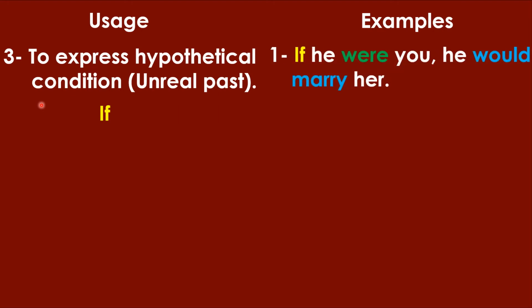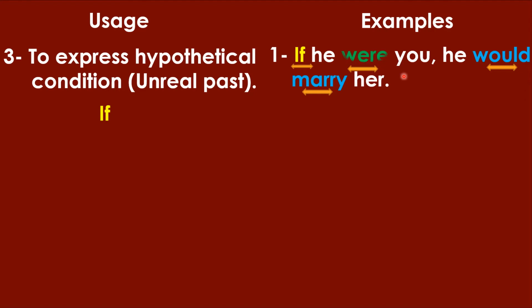Let's have a look at some examples. If I were you, I'm sorry. If he were you, he would marry her. Okay. If you look at the if clause, لو بصينا لجملة if هنا, we say if he were. Okay. The usual thing is to say if he was. طبعا الشيء العادي حتى لما بعبر عن الماضي البسيط مع he بقول he was وليس he were.